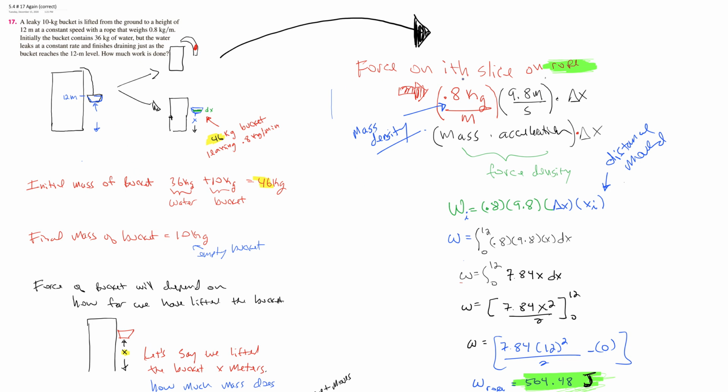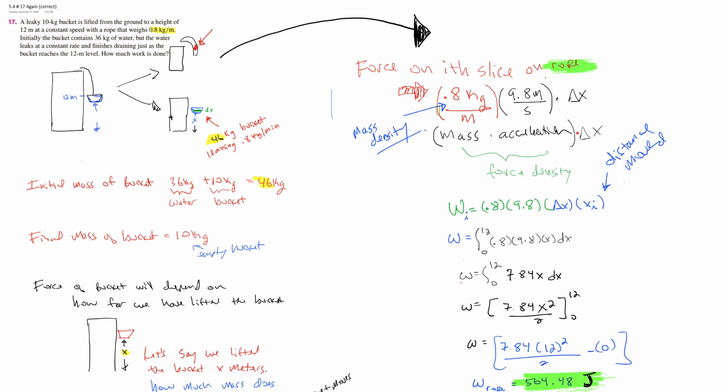So this says right here, force on the ith slice of a rope. That just means how much force is applied to a slice on the rope, and that slice would be that red dot right there. So we have here the mass density of the rope. That just means how much mass it has per every meter, and that's given to us in the problem right here. Mass density is 8 kilograms per meter.